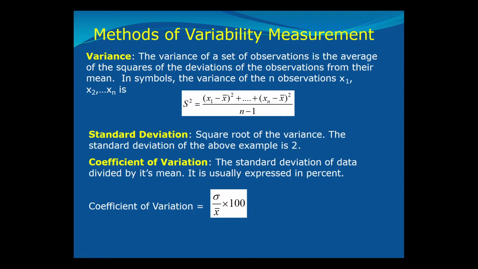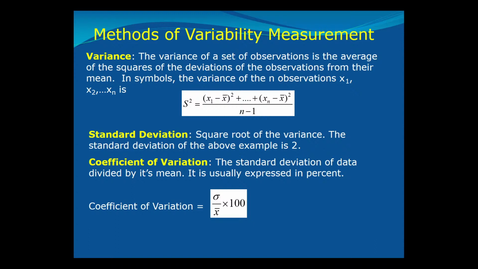One more statistic is variance. The variance of a set of observations is the average of the squares of the deviations of the observations from their mean. In symbols, the variance of the observations is shown. The formula for variance is shown on this slide.